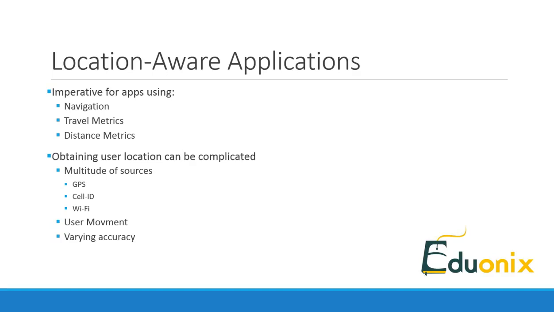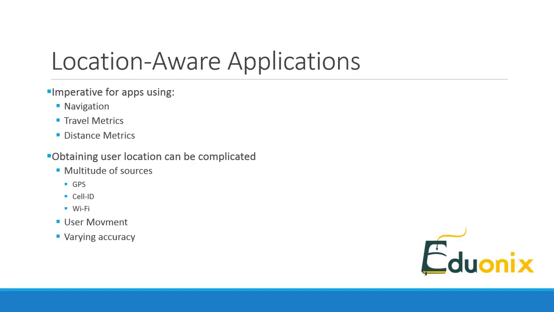User movement. Because the user location changes, you must account for movement by re-estimating user location every so often. And varying accuracy. Location estimates coming from each location source are not consistent in their accuracy. A location obtained 10 seconds ago from one source might be more accurate than the newest location from another or even the same source.